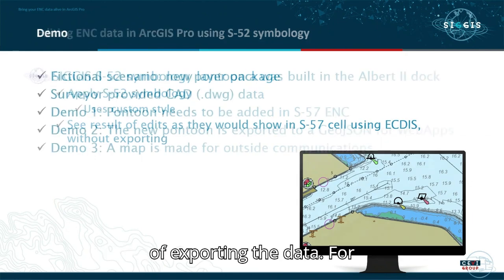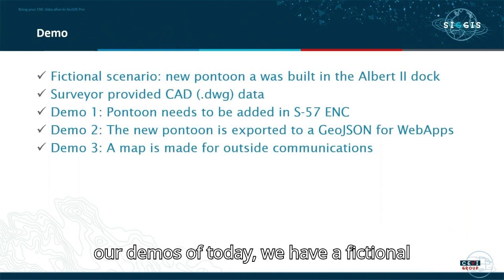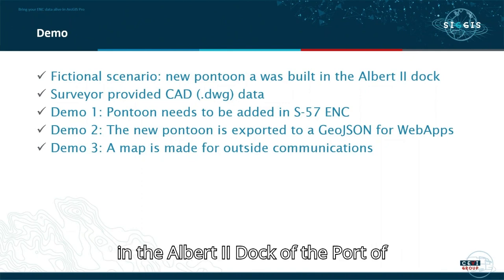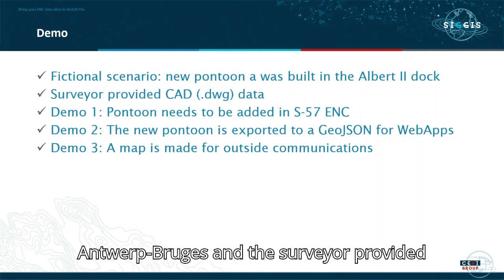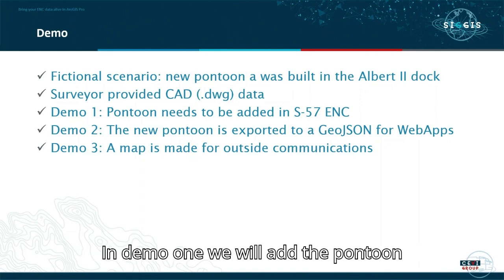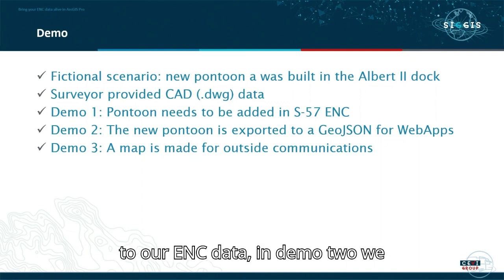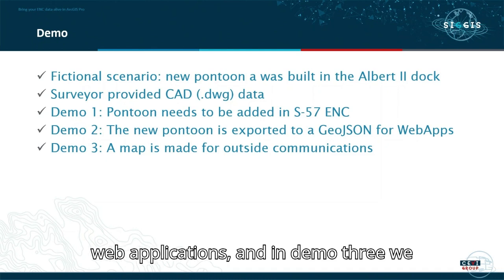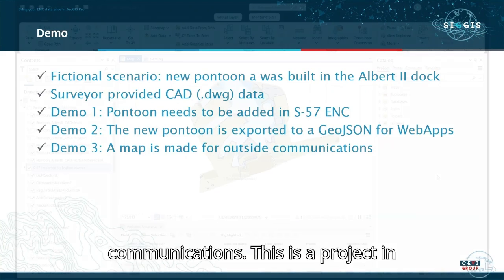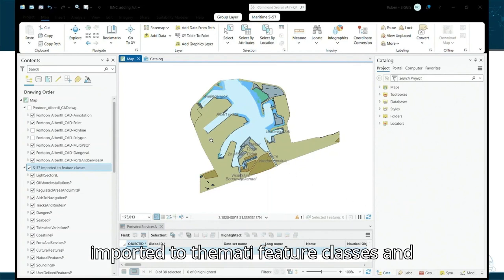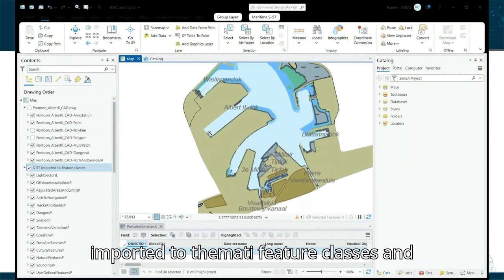For our demos of today, we have a fictional scenario in which a new pontoon was built in the Albert II dock of the port of Antwerp-Bruges, and the surveyor provided CAD data of this new pontoon. In Demo 1, we will add the pontoon to our ENC data. In Demo 2, we will export this data to a GeoJSON for web applications. And in Demo 3, we will make a map for outside communication. This is a project in which the S57 cell of Zeebrugge was imported to thematic feature classes and mapped.